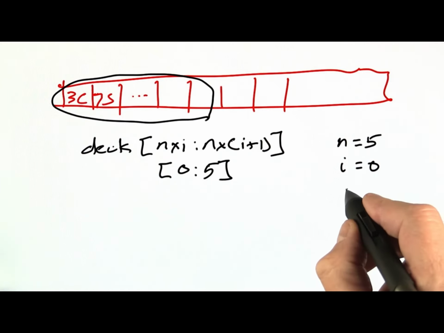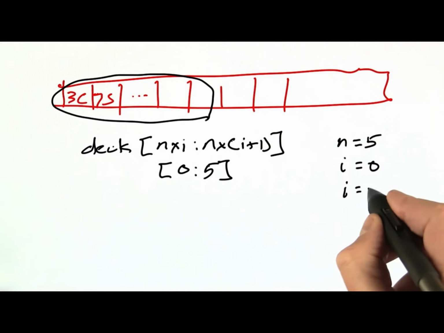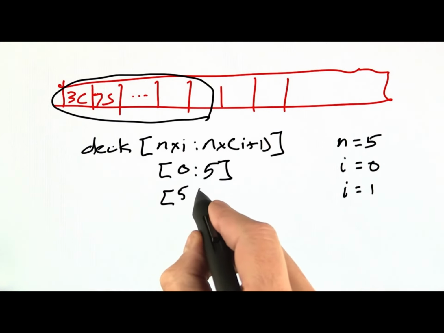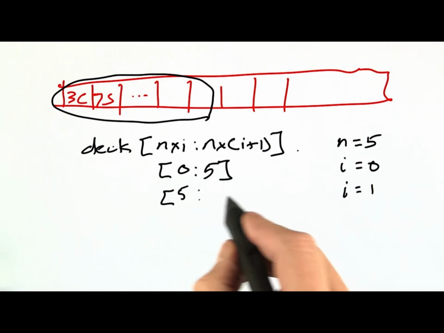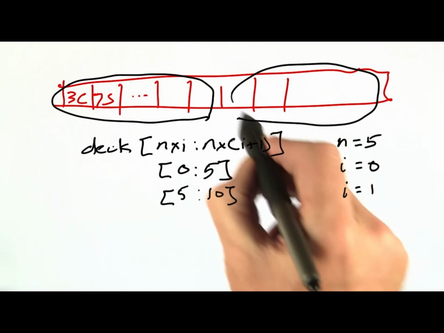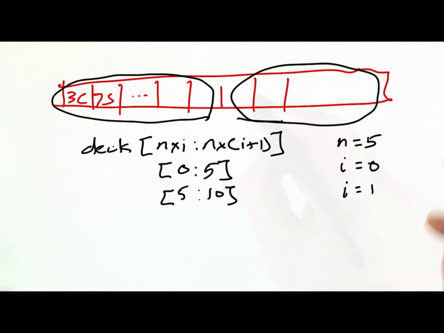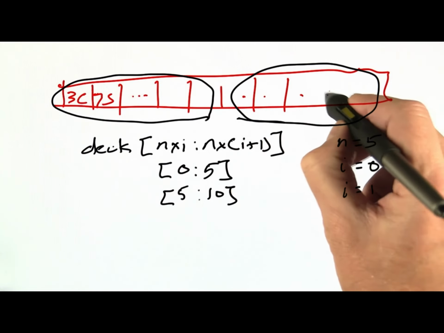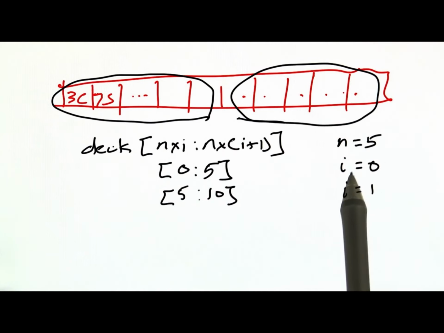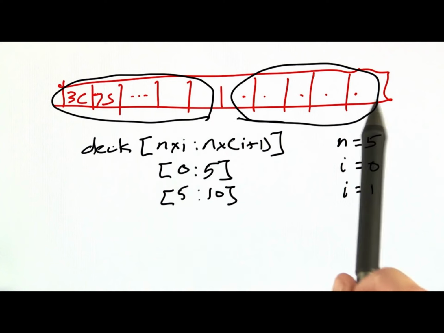Now, when i is equal to 1, we're dealing to the second player, and 5 times 1 is 5. 5 times 1 plus 1 is 10. And we'll pull out the next 5 cards: 1, 2, 3, 4, 5, and so on. We'll keep on going until we get num hands different hands, and return them in a list.